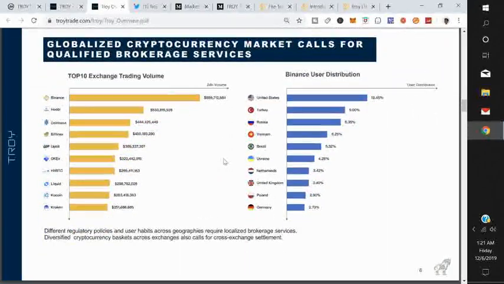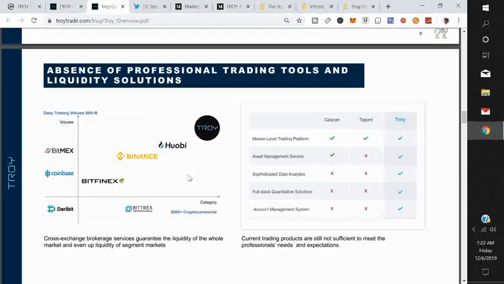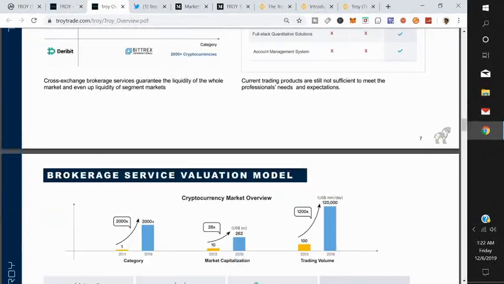So, as you can see here, I thought this was interesting too. The globalized cryptocurrency market calls for qualified brokerage services. Binance user distribution: 12% of Binance users are in the United States, 9% in Turkey, 8% in Russia, 6% in Vietnam, 5% in Brazil. Binance still has the highest 24-hour volume with $859 million traded, and Huobi $533 million, Coinbase $444 million, Bitfinex $400 million. So there's still a lot of volume on Coinbase and Binance as well. There's an absence of professional trading tools and liquidity solutions, and that's what Troy will step in to provide.